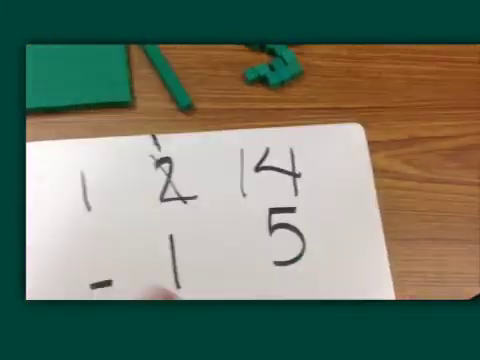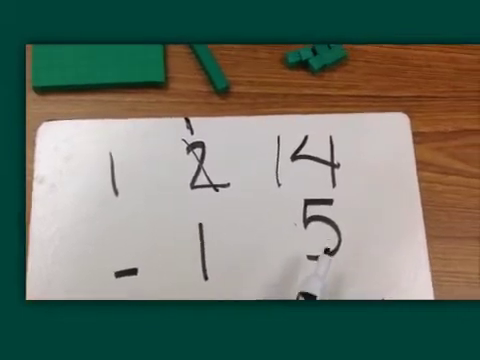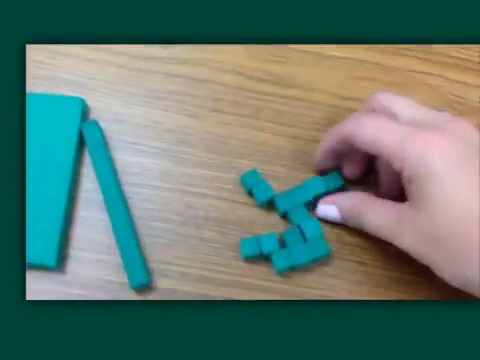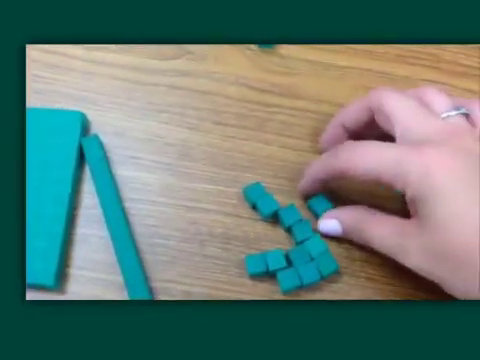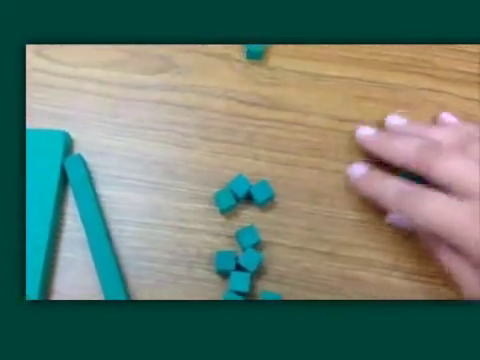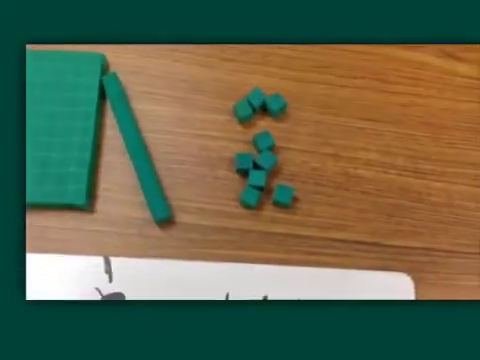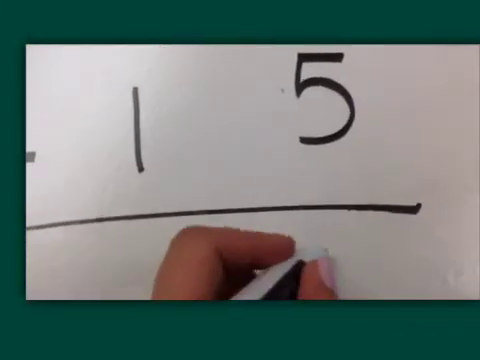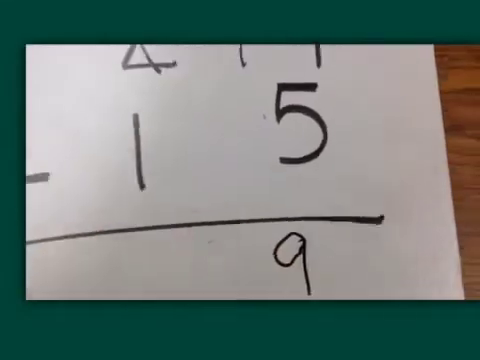So now I have what looks like 14 minus 15. But can I take 5 away from 14? Let's try it. I have my 14 ones here. So I'm going to go 1, 2, 3, 4, 5. So I've taken that many away. How many are left? You should see 9 left. So on my paper I'm going to put 9 are left.